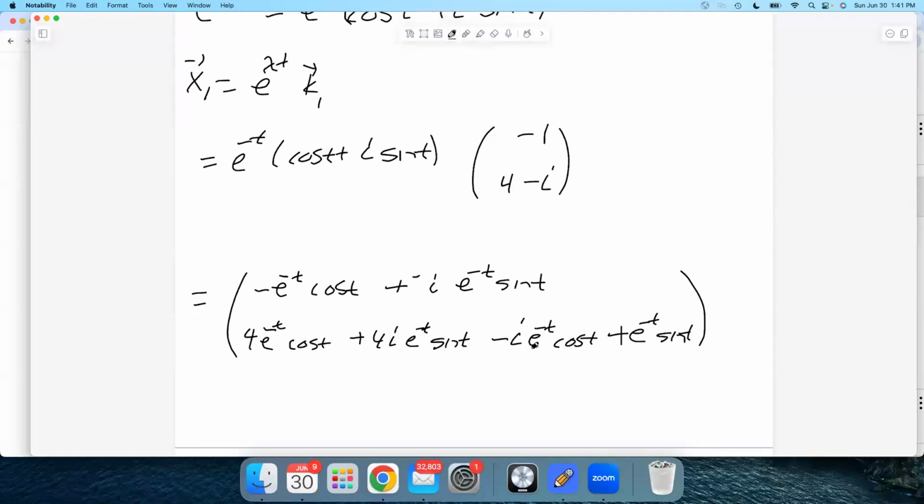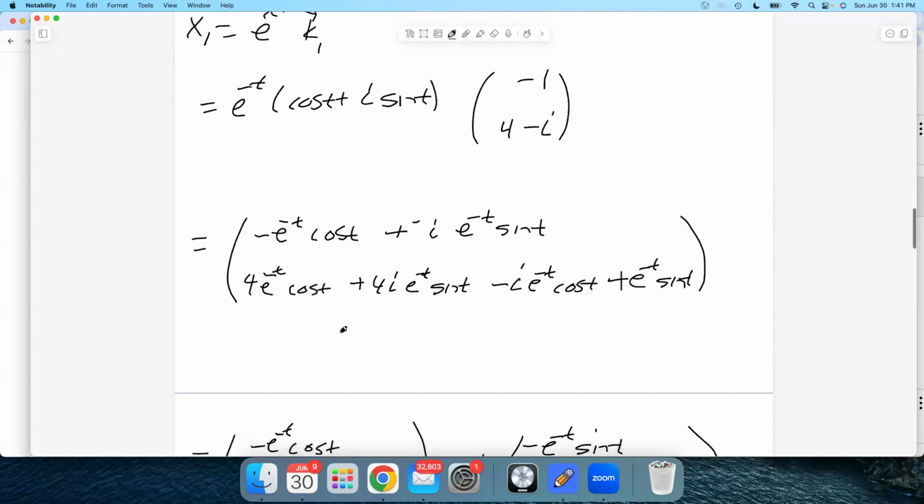So you can check all my arithmetic here. All of this stuff times -1 goes on top. All of this stuff times 4 minus i. I'm going to have to do a little FOILing there. This would have been a lot cleaner if I just left the e to the -it out front and not distributed it to everybody. But for completeness, I went ahead and did. So check all the details here. Make sure you believe this.